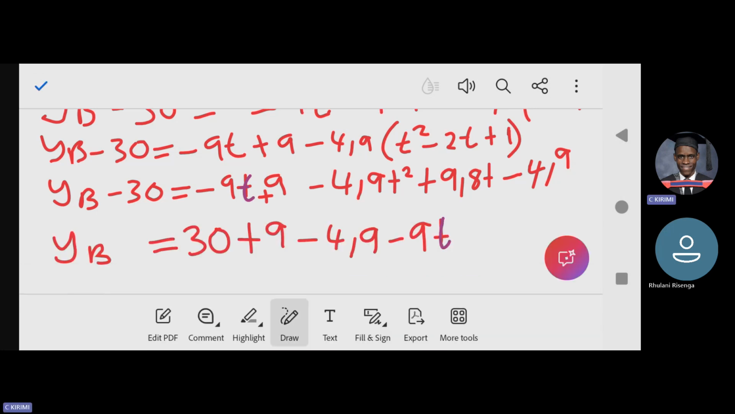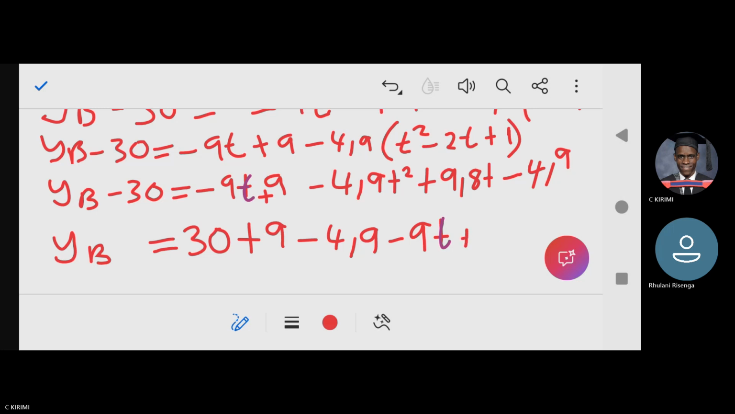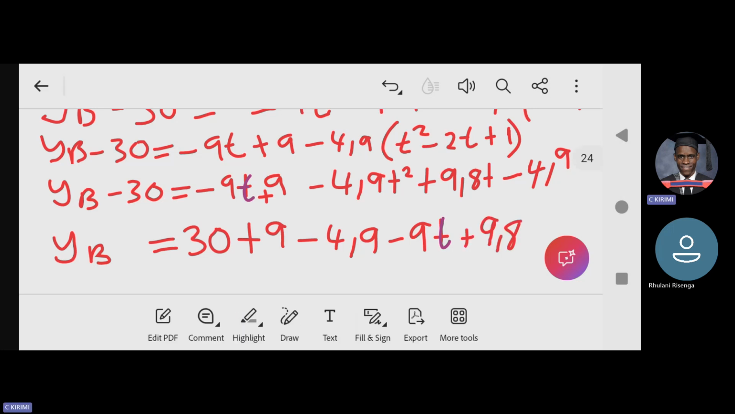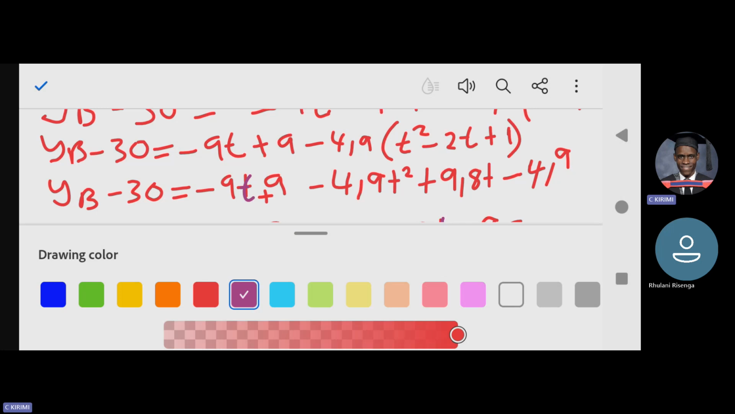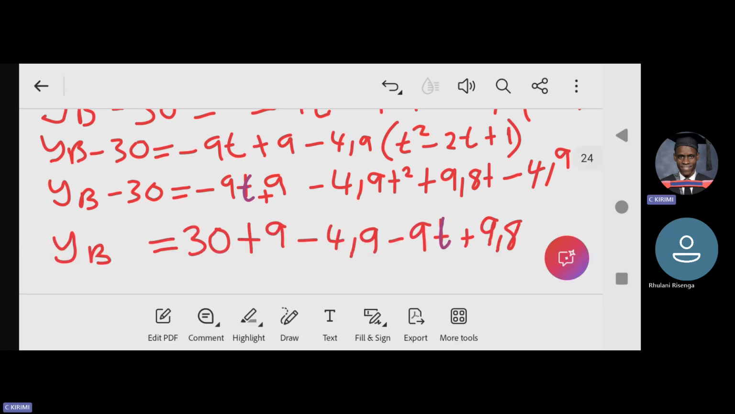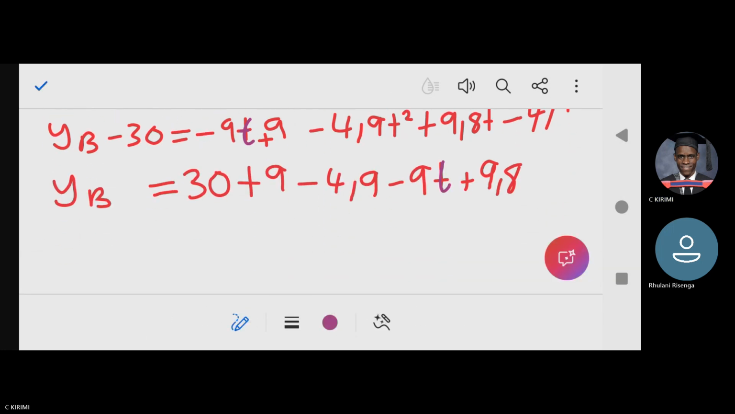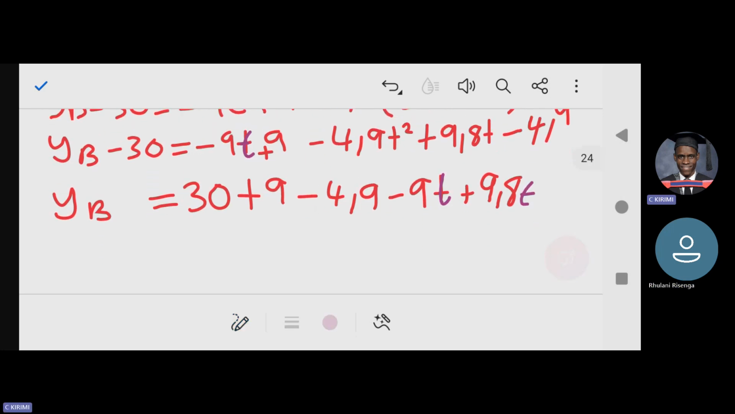Then plus positive T, positive 9.8. Then we put a T there, in a different color, to avoid confusion. T. Now we are left with the T squared.